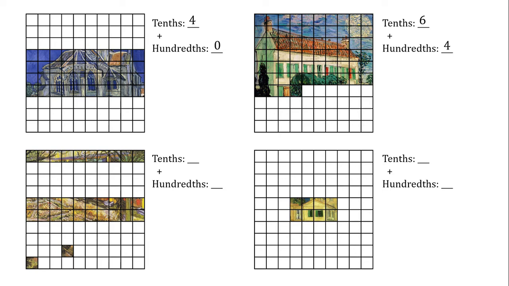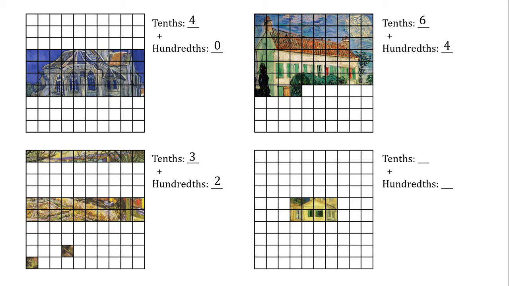Next picture on the bottom left. I can't actually see what building this is because the building part is obscured. The only parts of it that you can see are the non-building parts. Oh well, what portion of it can we see? How many tenths are there? 1, 2, 3. So 3/10. And then extra hundredths, 1, 2. So you'd say 3/10 and 2 hundredths.